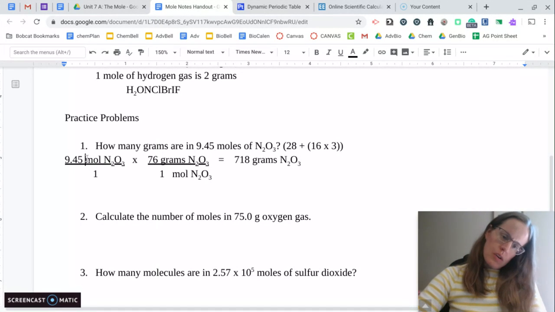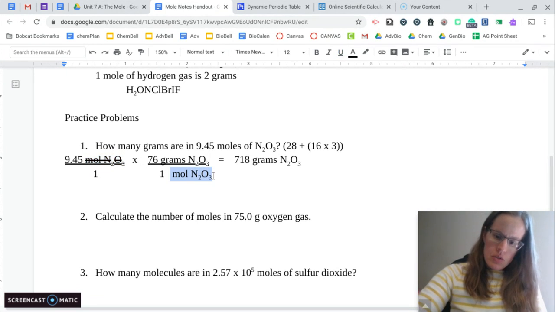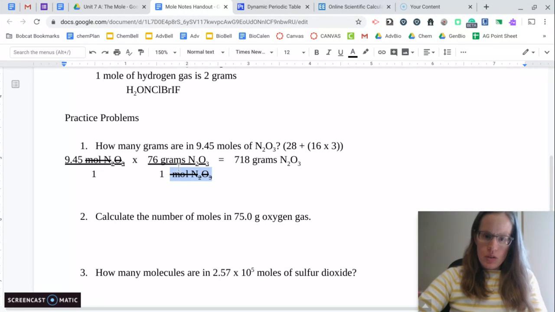Remember, if I was doing this on paper, I would show my units canceling. Like my moles have canceled because when I divide by that unit, that goes away. So I end up with grams at the end.